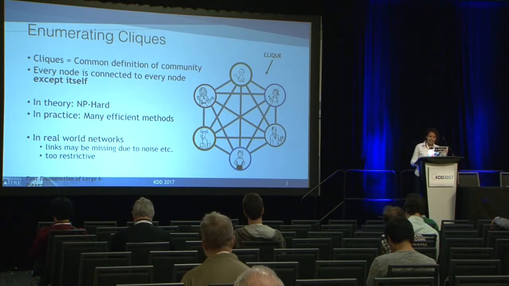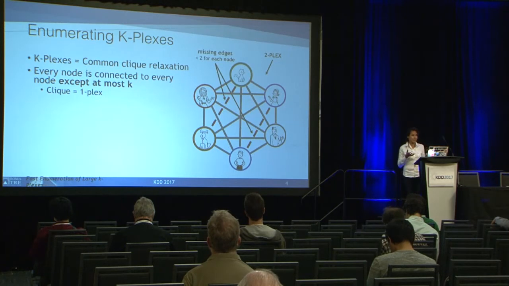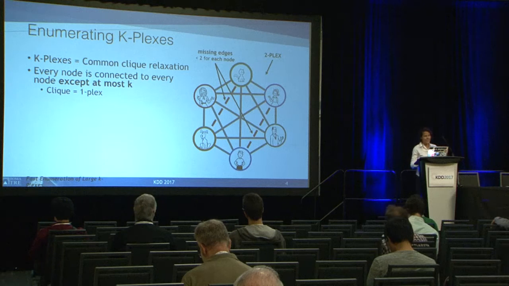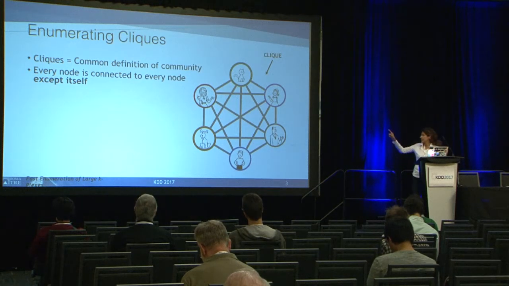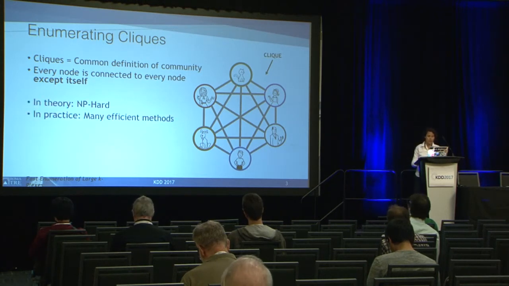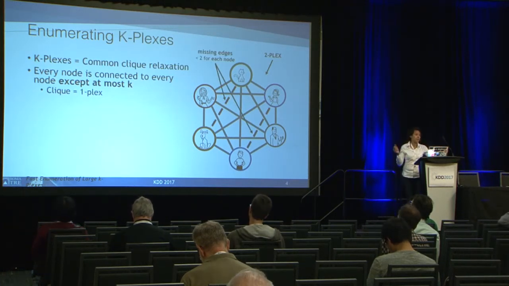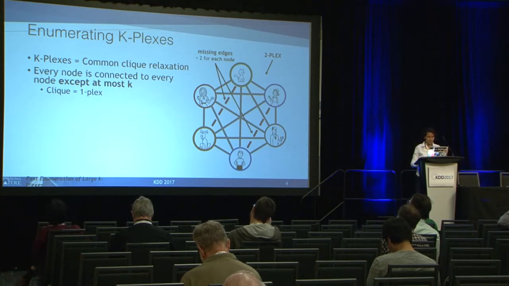So the idea is to have a relaxed definition of community, which is the k-plex. In a k-plex, every node is connected to all other nodes except at most k. In a clique, every node is connected to every other node except itself, and in a k-plex, every node is connected to every other node except k. So a clique is a 1-plex.